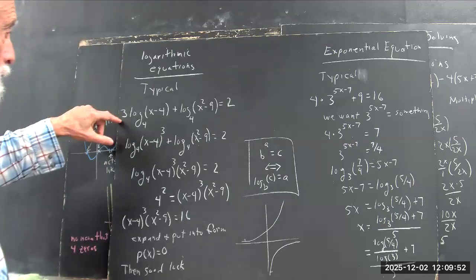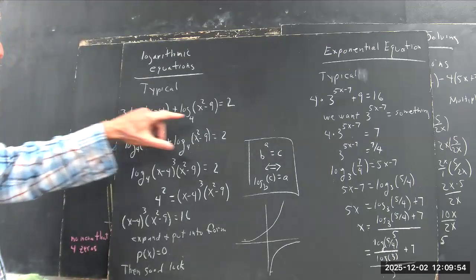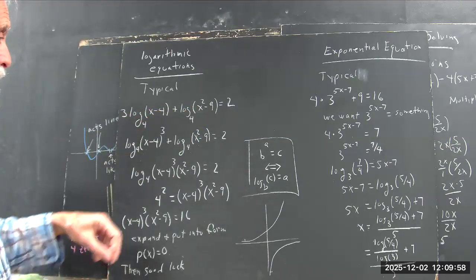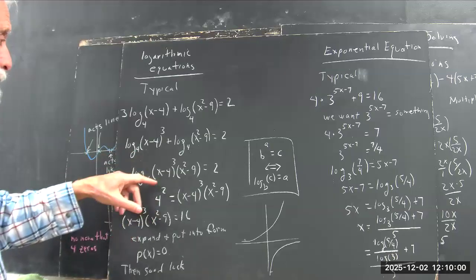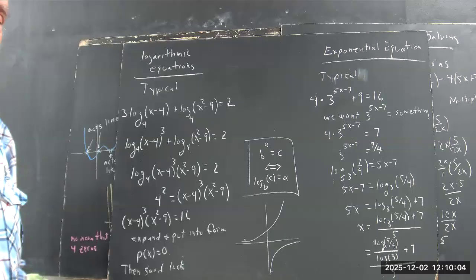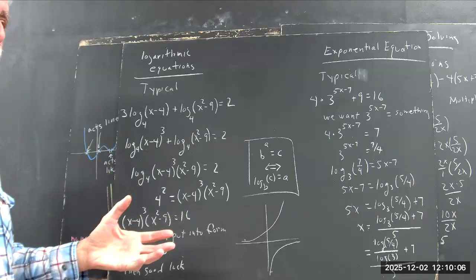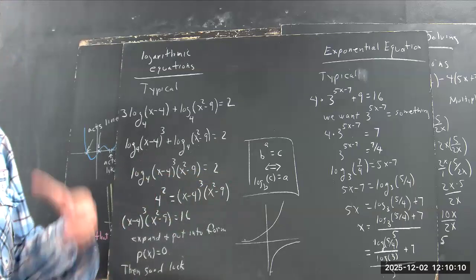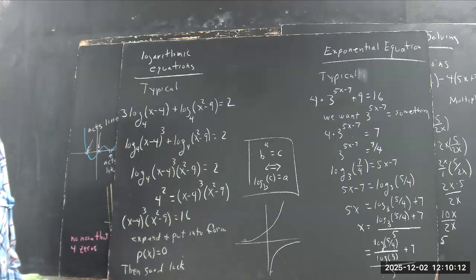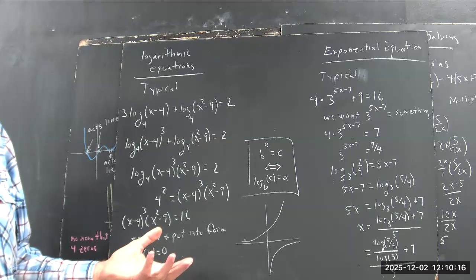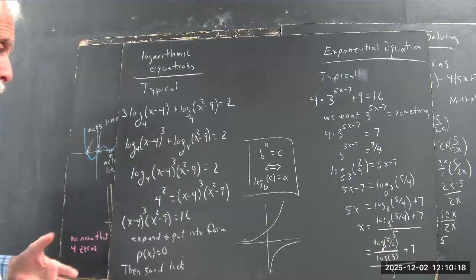Now, if I didn't have the 3 in front of this, and if this was x minus 9 instead of x squared minus 9, then I would have just gotten x minus 4 times x minus 9 equals 2. Well, I can expand that. It's just going to give me a quadratic. I could subtract 2 from both sides. I've still got a quadratic equation, and I can solve that using the quadratic formula. Does that make sense? You want to think about that.